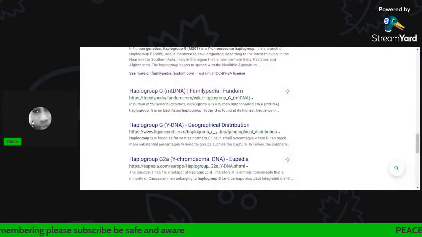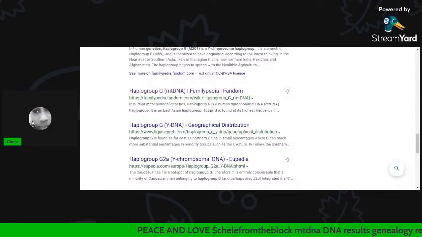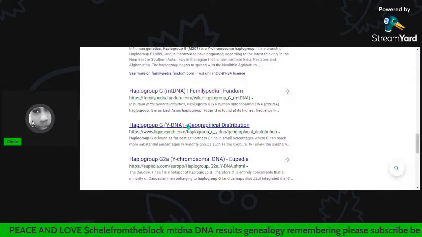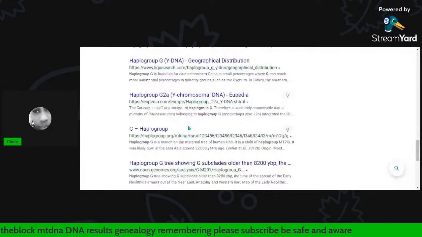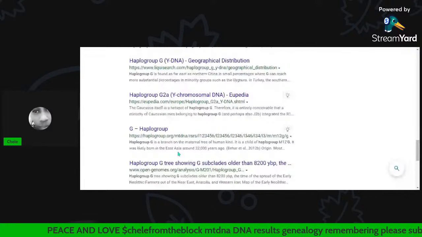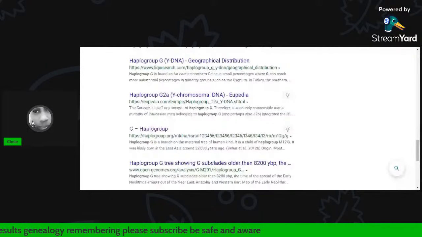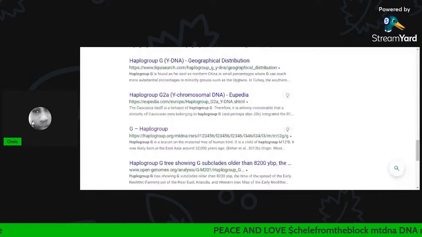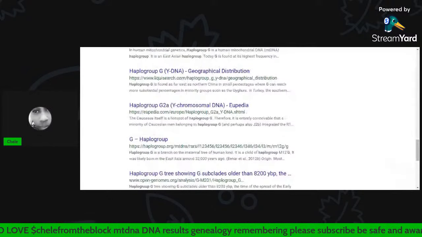I don't like this page. This is not what I wanted. 32,000 years ago. And it's actually said that G is older than 82,000 YBP. Yeah. You're going to stop calling me black, for real. Okay. Oh, this is the one I wanted. This is the page I wanted. This is it. Haplogroup.org. Look at that. It just popped right up. Let me bring this over here. Haplogroup.org. That's it.